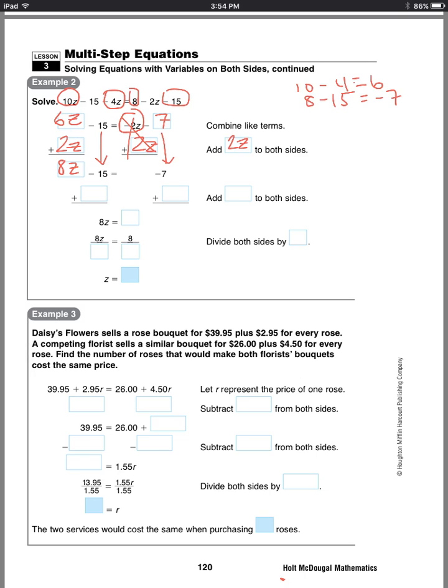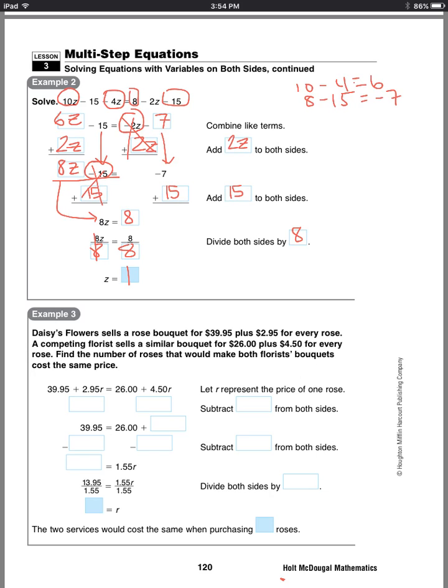Okay, so now I'm to a two-step equation, so I look to the side with the variable and I look at the constant. The 15 is being subtracted, so I need to do the opposite and add 15 to both sides. That cancels my constants out. My 8z comes down, and negative 7 plus 15 is 8. Then I divide both sides by the coefficient, which is 8. These cancel, and z equals 1.